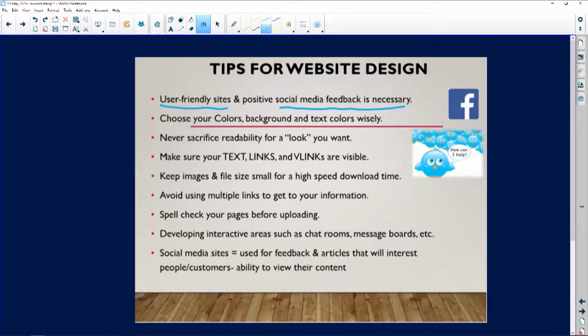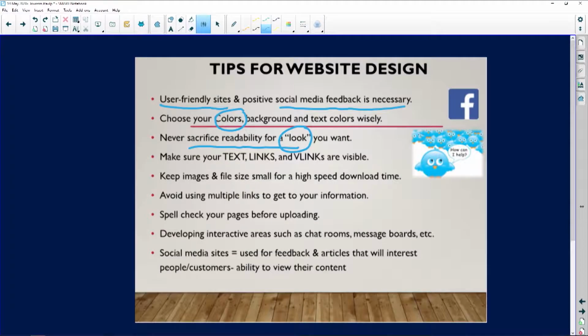Colors and background, very important. You have to make sure that you do not sacrifice readability for a look that you want. Sometimes people want this specific look in their website. They want it to be catchy, and then they put scripts, text and links in there that are so small that even if you zoom into it, you struggle to actually read the information, or you put down too much information. So it's very important that you do not sacrifice readability of your website for a specific look you want.